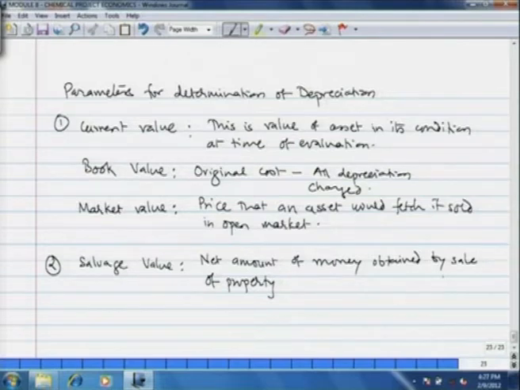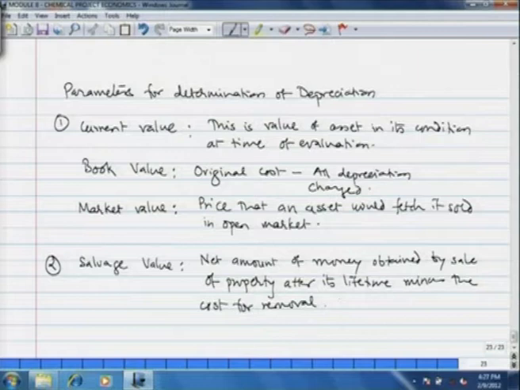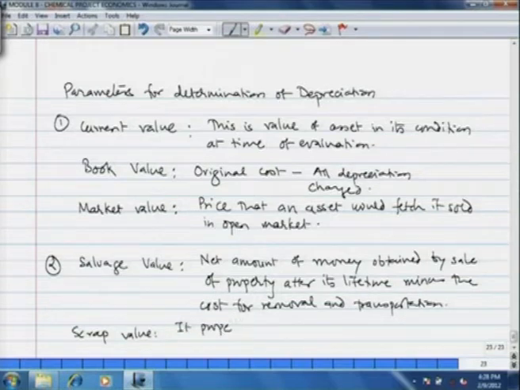Salvage value is the net amount of money obtained by sale of property after its lifetime minus the cost for removal and transportation. In some cases, you have to also pay charges for selling the equipment if you are using an e-market to the site owner. Okay. If the property is not of any use, then its value is called as scrap value.